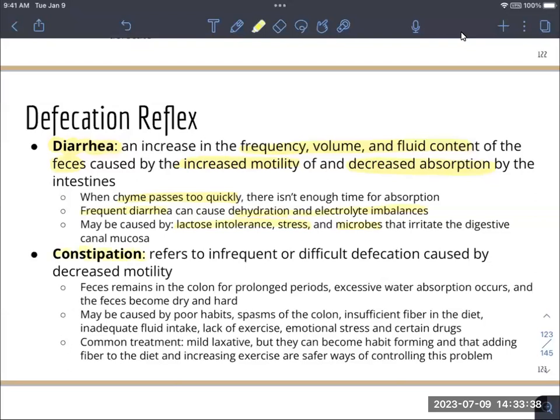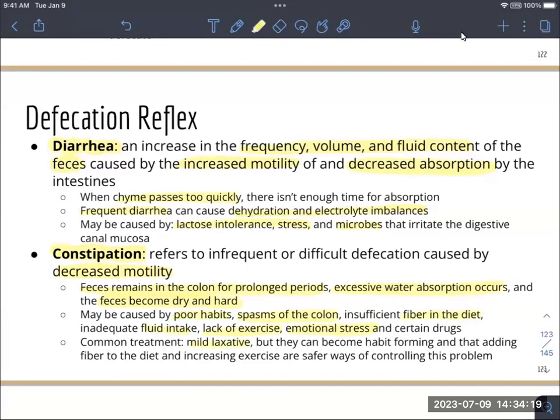Constipation, on the other hand, it's that infrequent or difficult defecation. It's usually caused by a decrease in motility because those feces remain in that colon for too long. If they're in the colon too long, we absorb too much water. If we absorb too much water, that feces becomes hard and dry. Could be caused by poor habits, holding it way too long. Spasms in the colon, you don't have enough fiber in your diet, not taking in enough fluids, not enough exercise. Emotional stress.